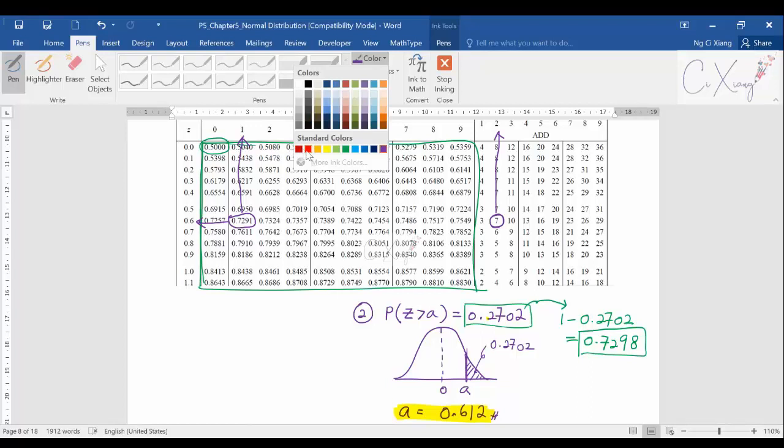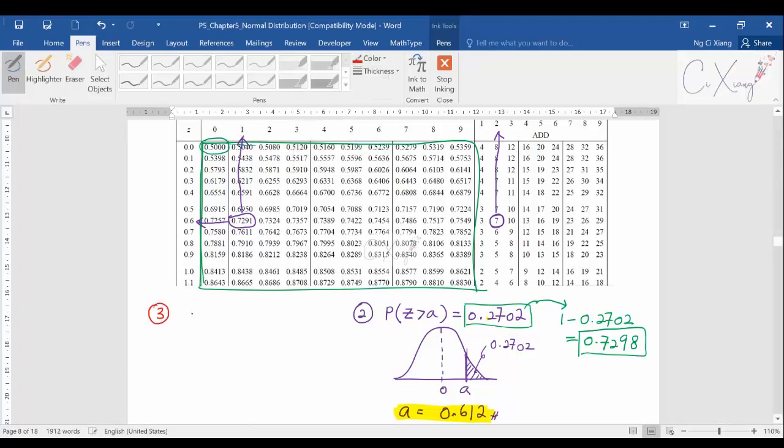What do we have for the third case here? Okay, so for the third case, we are having, let's say, Z greater than A equals 0.7117. Okay, so how can I get an answer for 0.7117? Again, first step, draw the graph. The area is large, and they want the area on the right-hand side of A, and it is large. That means your A should be here, so that you will have a large area on the right-hand side of A.